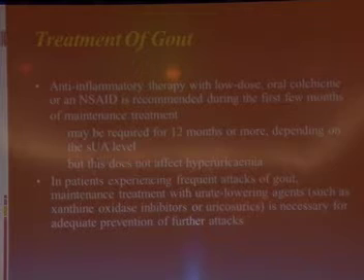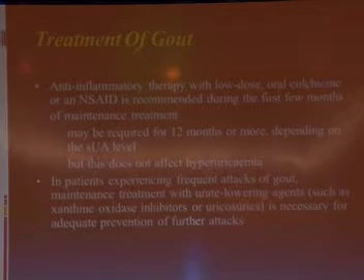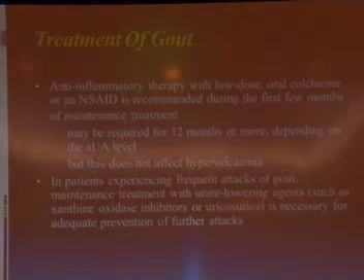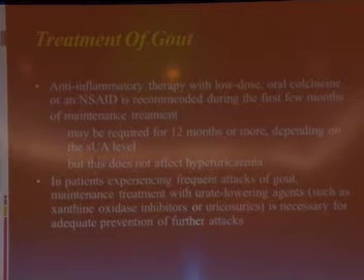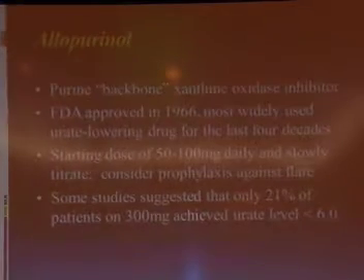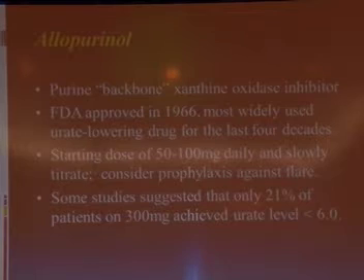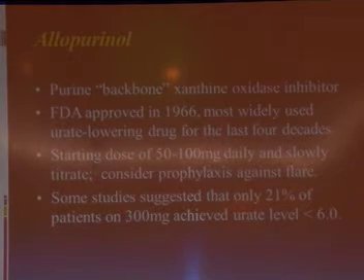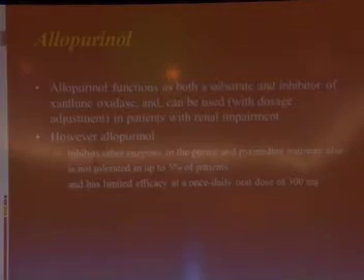In patients who experience frequent attacks of gout, maintenance treatment with a urate lowering agent is necessary for adequate prevention of further attacks. Now, allopurinol. This has been the age-long backbone of gout treatment, and it's a pure xanthine oxidase inhibitor. The starting dose is 50 to 100 mg daily, and some studies have suggested that only 21% of patients on 300 mg achieve a urate level of less than 6. So this is the biggest disadvantage of allopurinol.